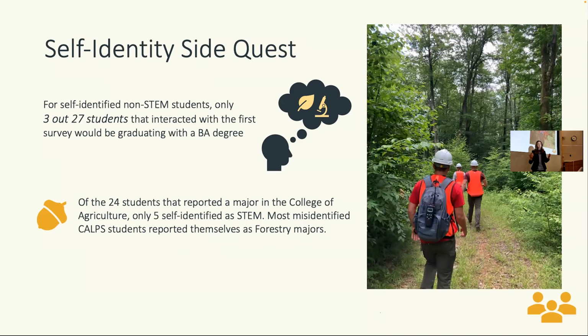So only 3 of the 27 students who self-identified as non-STEM were actually students that, at the end of their coursework here at SIU, would graduate with a Bachelor of Arts. And of these students that misidentified themselves as non-STEM, most of them were majors housed in the College of Agricultural Sciences, so CALPS. And a majority of them were forestry majors.